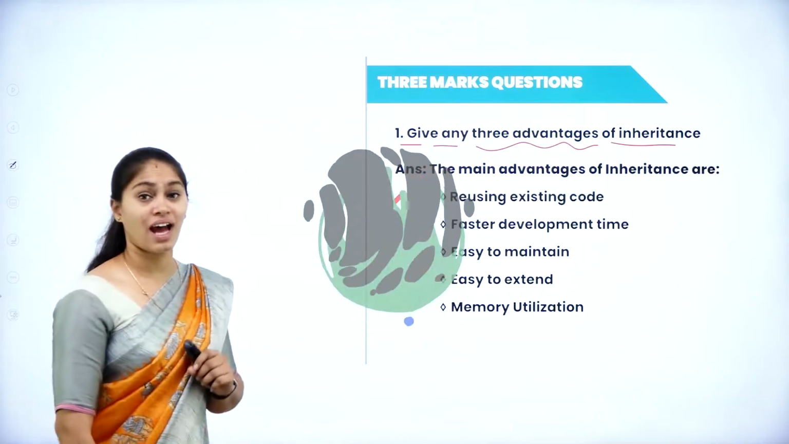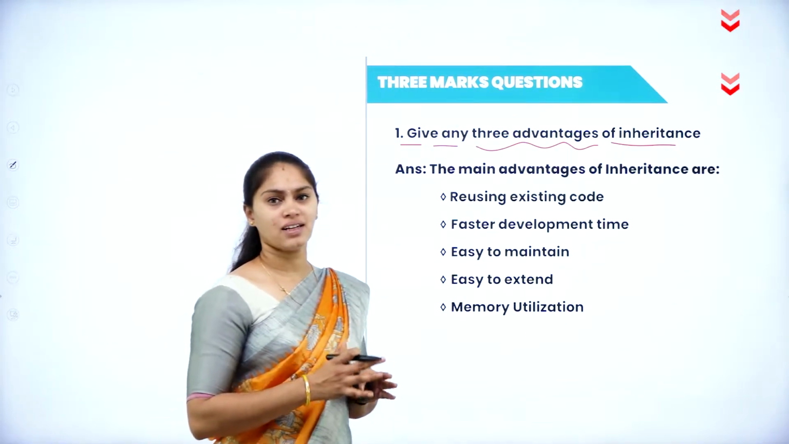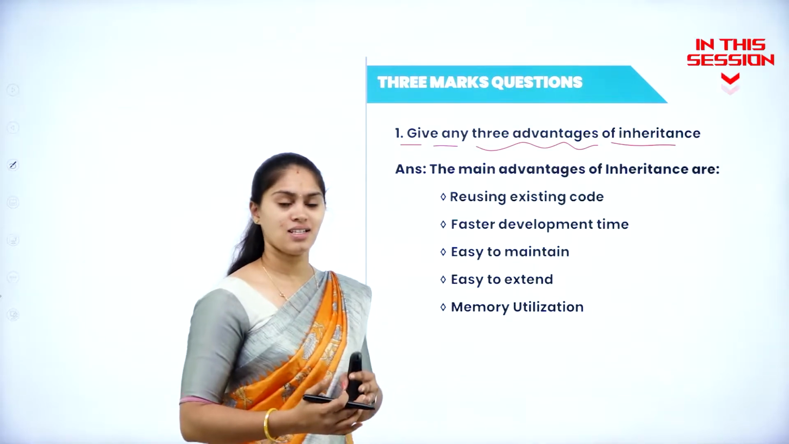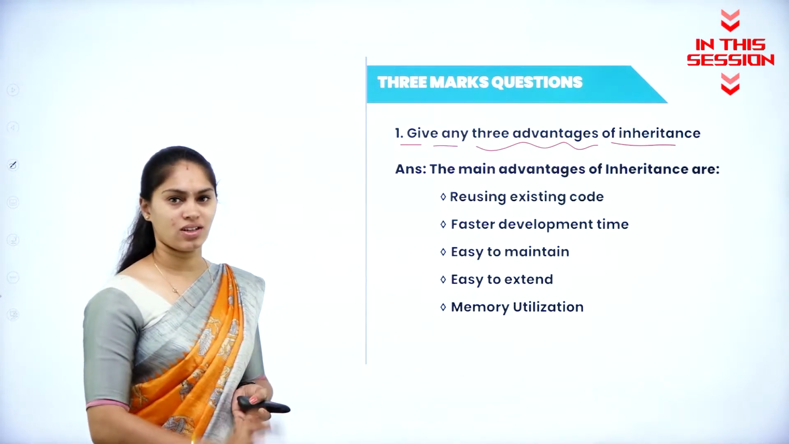What are the advantages we have in an inheritance? So we have 5 kinds of advantages in the inheritance. Out of that you can write any 3 in order to get 3 marks.